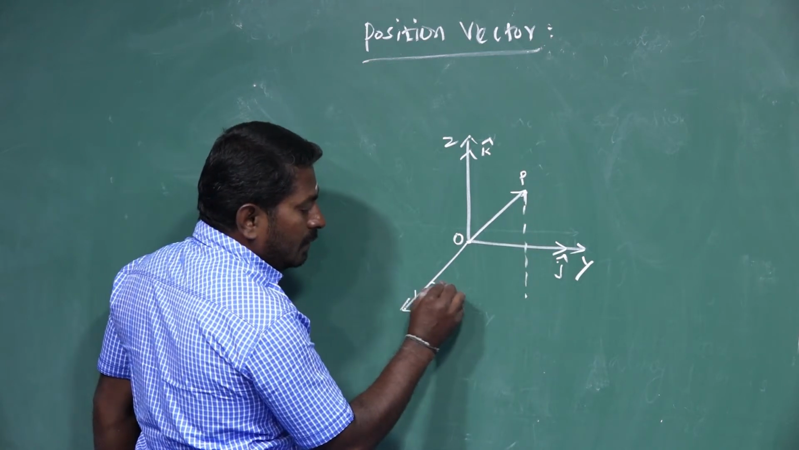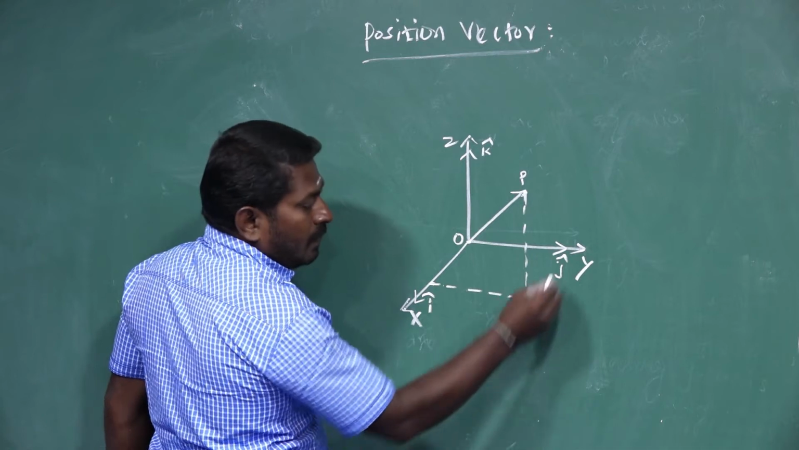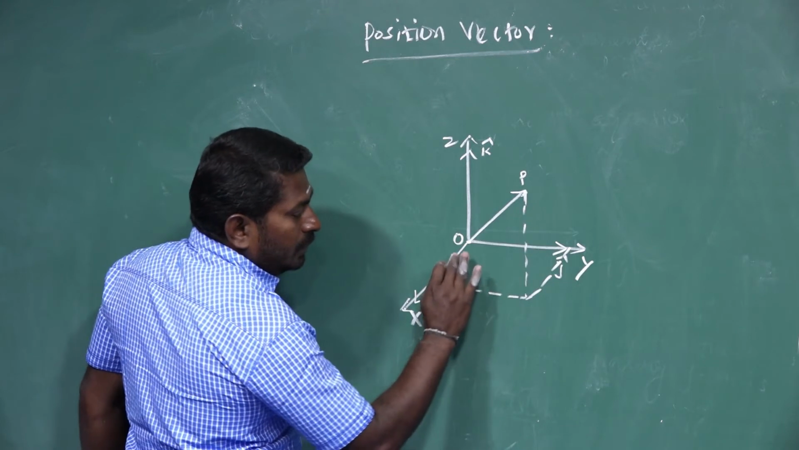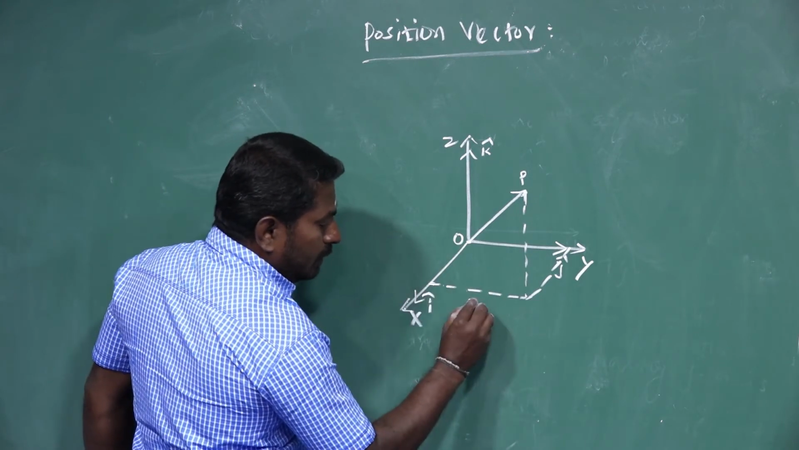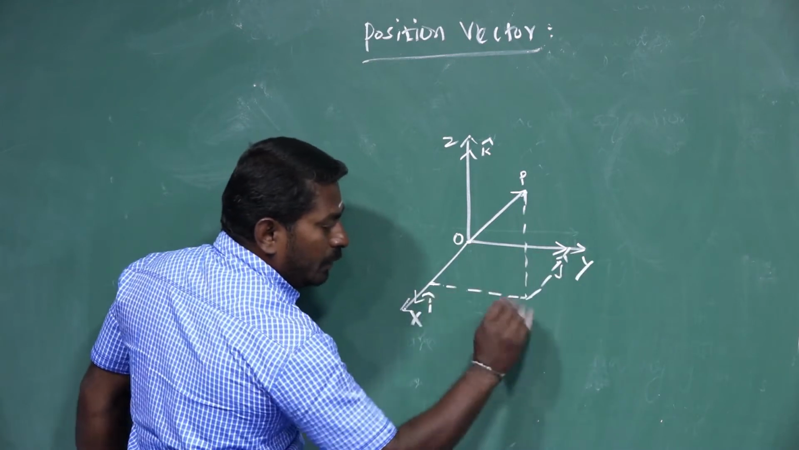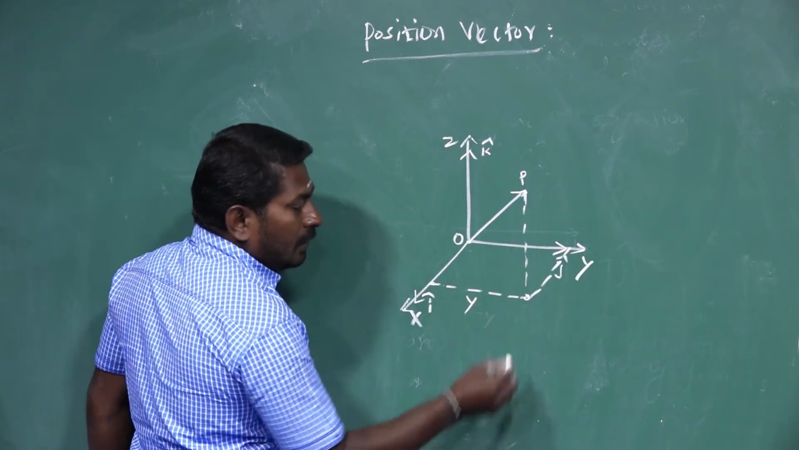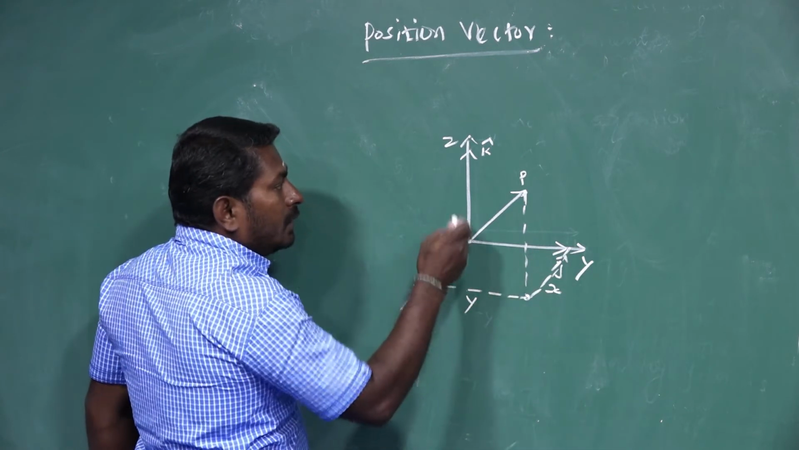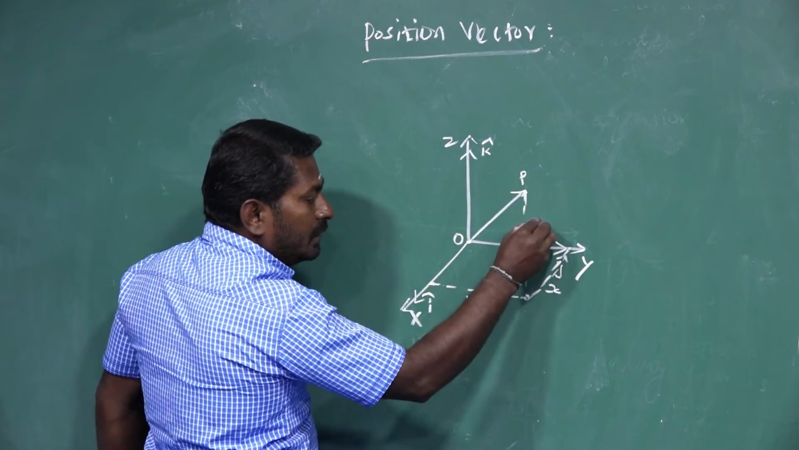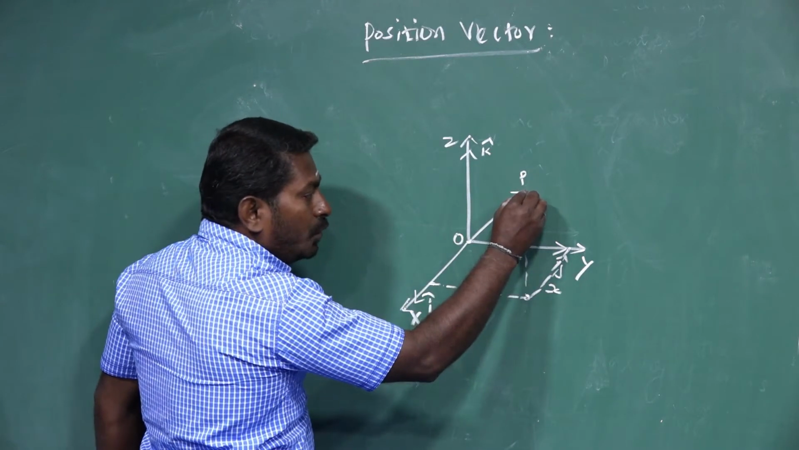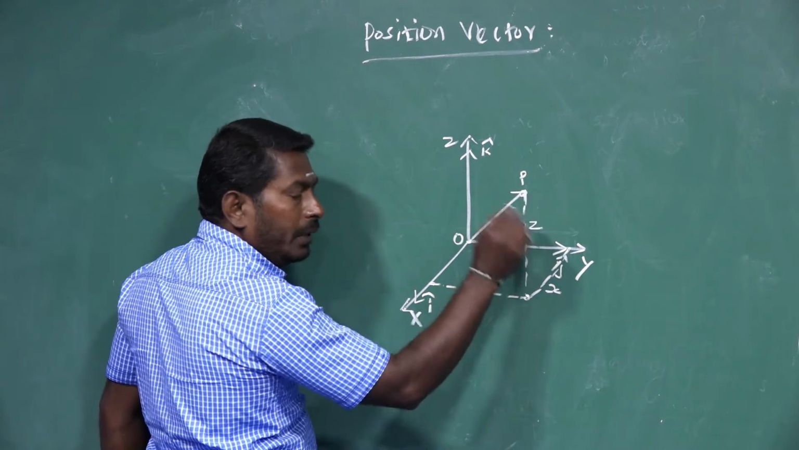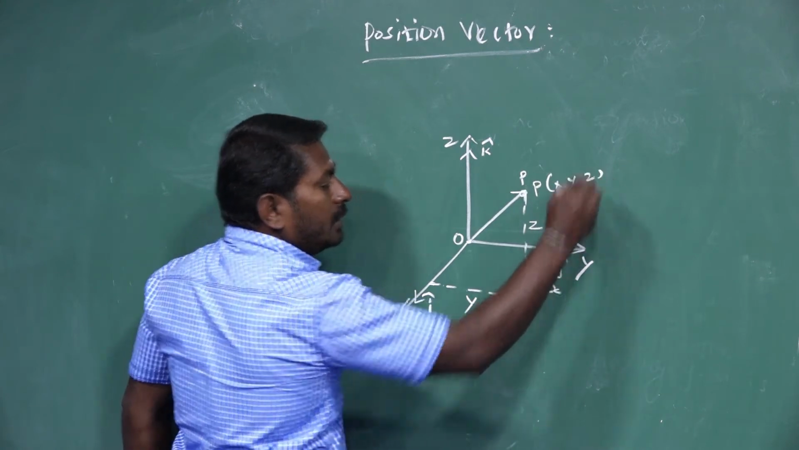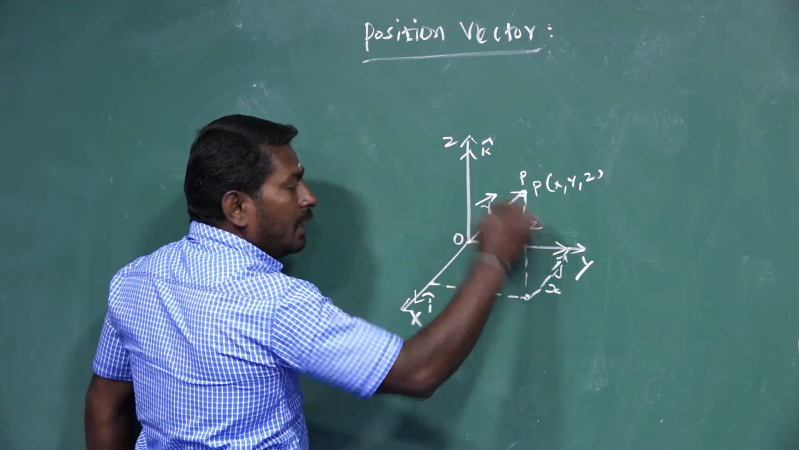along the x-axis, along the y-axis, along the z-axis. So this is the y value, this is the x value, and this is the z value. So this is the position of a particle at any instant of time during its motion in space, P(x, y, z). So this is the position vector, r vector.